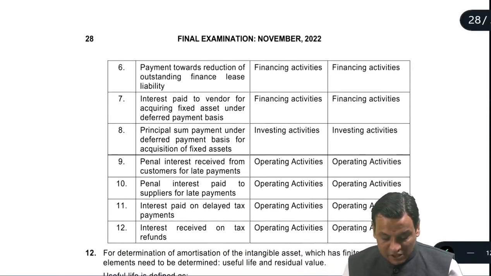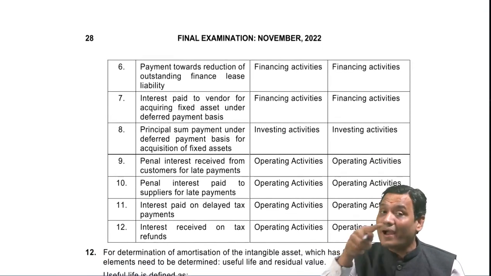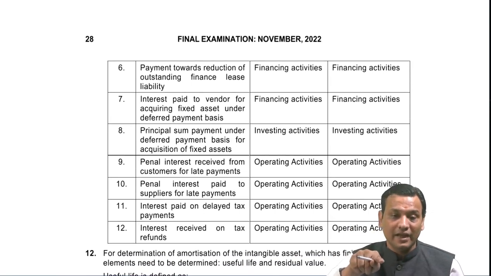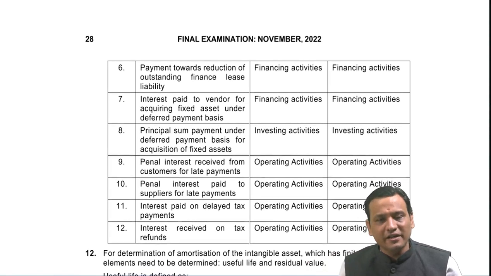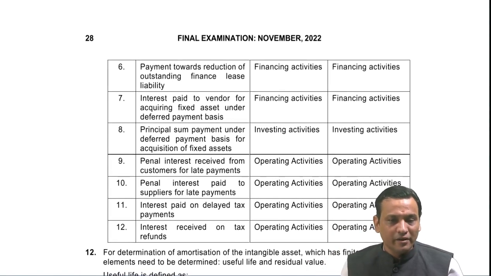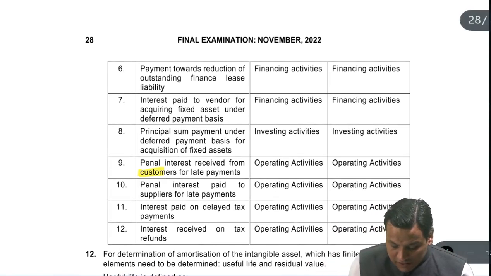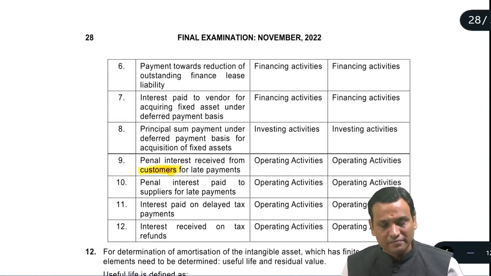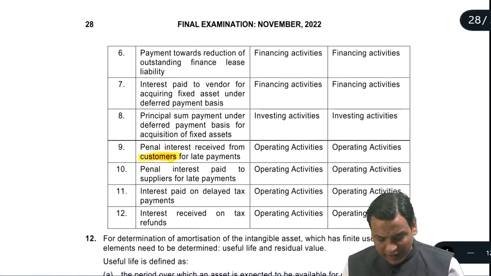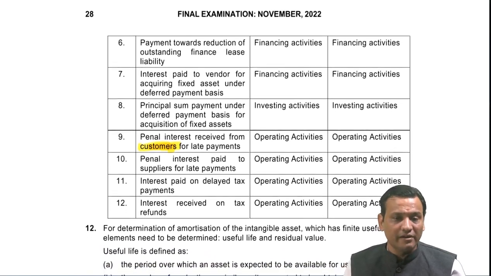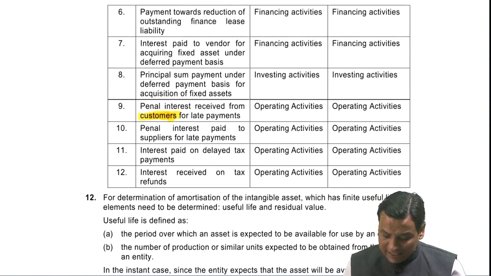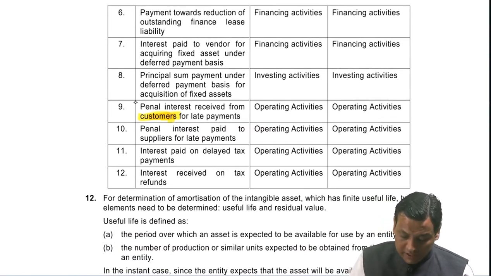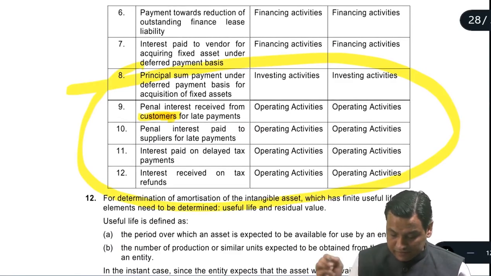Penal interest received from customer for late payment. For banks it will be operating activities, and for us also, in the sense non-financial entity, it will also be operating activity because it is received from customer. Penal interest paid, obviously again operating activities. Interest paid on delayed tax payment, interest received on tax refund, obviously all those things are operating activities.